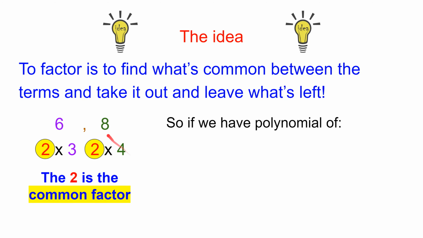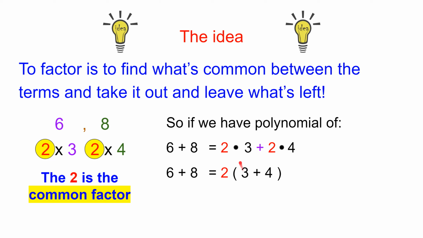Now, if I have a polynomial of those two numbers, like 6 plus 8, I break it down to its factors, 2 times 3, 2 times 4, and there's a plus in the middle. Now what's common is the 2, so you take it out. This is what I meant by take it out. So take out the 2, and what's left, you put in parentheses to indicate the multiplication, the hidden multiplication. What's left is the 3 in this one, and 4 for this one. So 2 times (3 plus 4) is 6 plus 8, and you can double check the math is correct. So this is the idea.